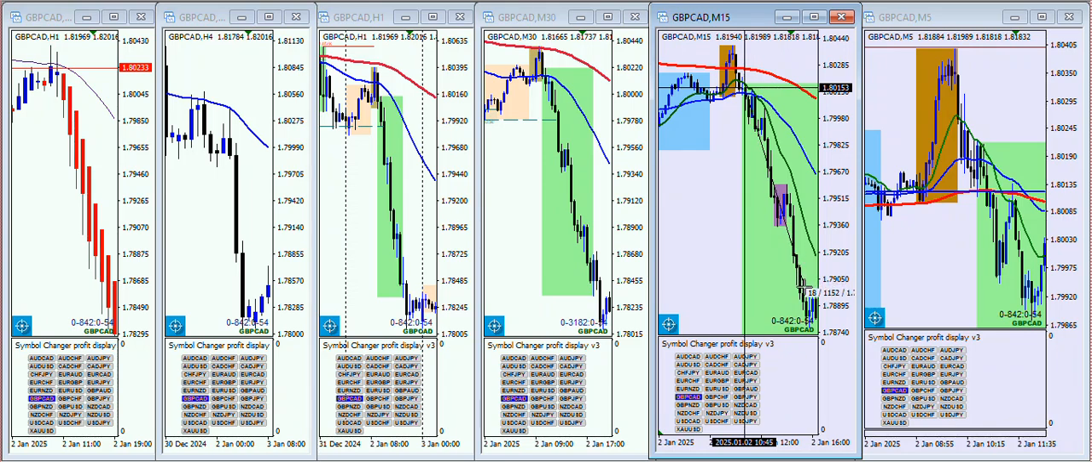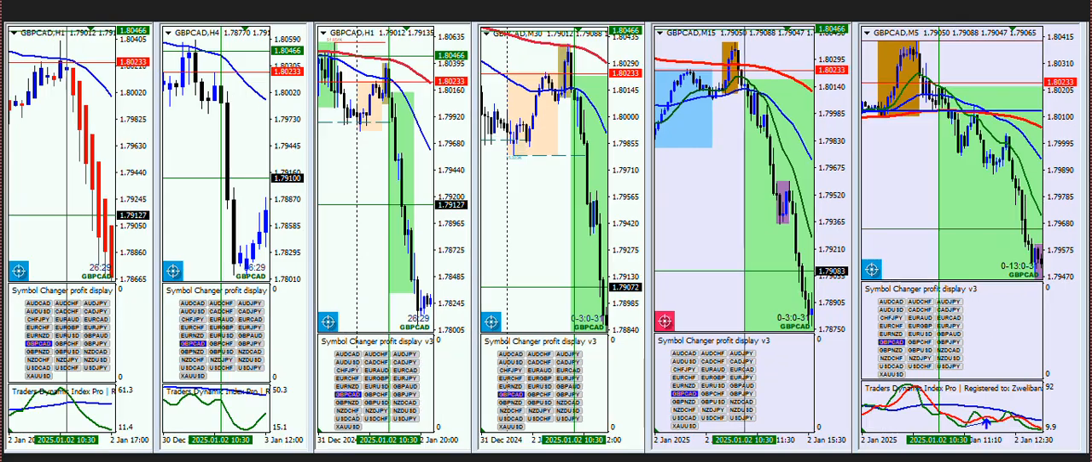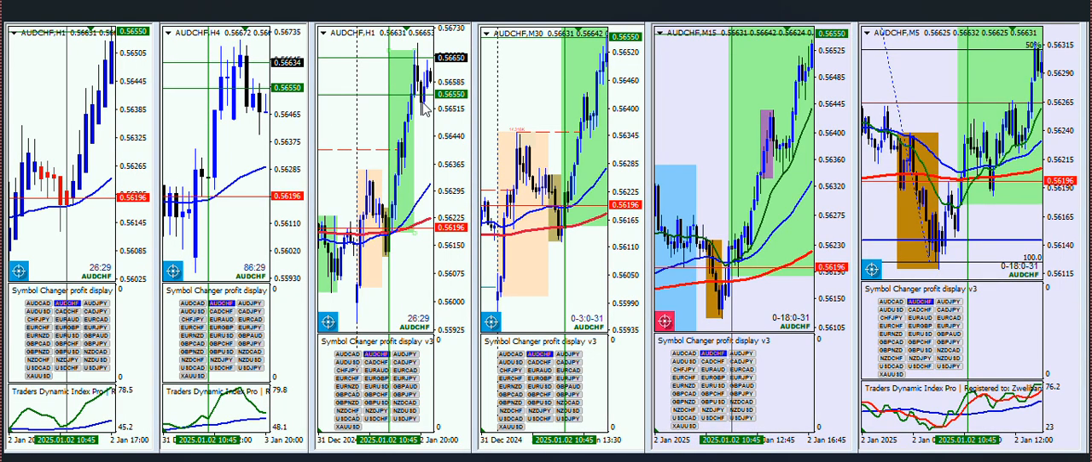So that is a simple way I trade the 200 exponential moving average rejection. I can give some other examples. So here, this is the GBP/CAD. Here we have AUD/CHF.